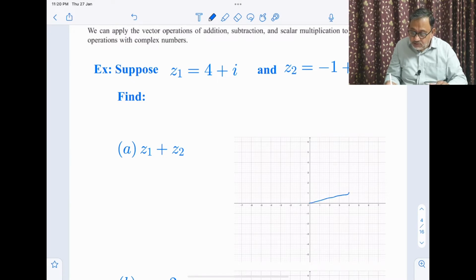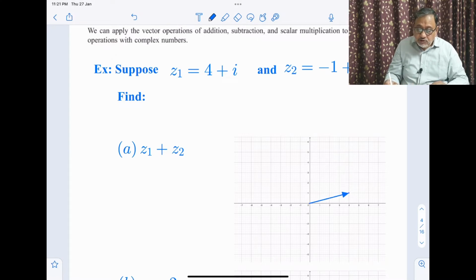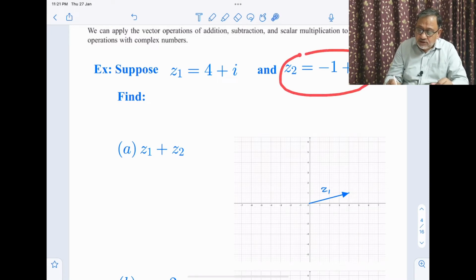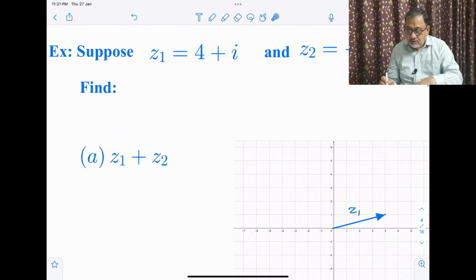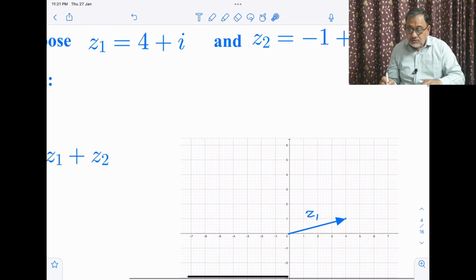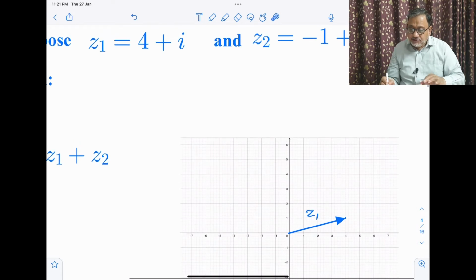Yeah, this is that arrow now. So this is Z1. Let me mark it Z1. And then where Z1 will end, from there we will start Z2. Then only we can add them. So look at Z2. Let me make this big. Z2 is minus 1 plus 3i.